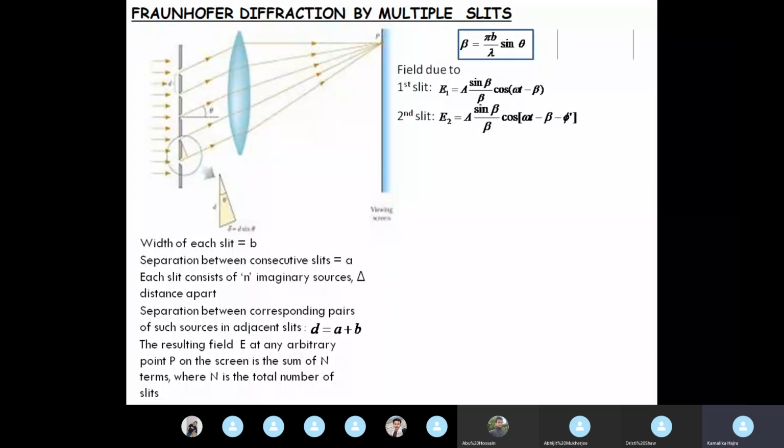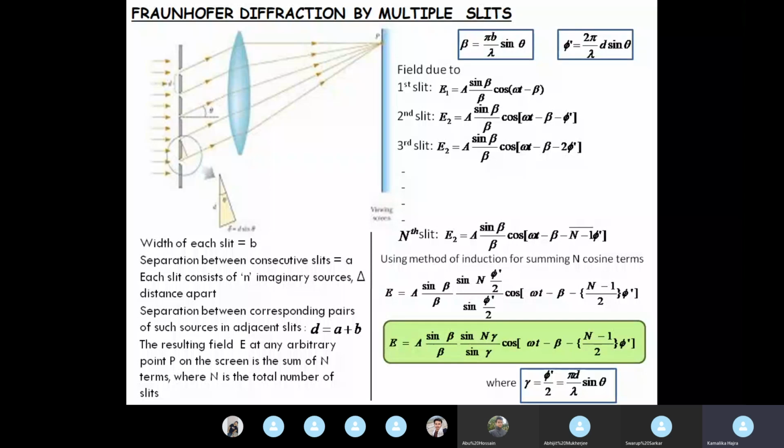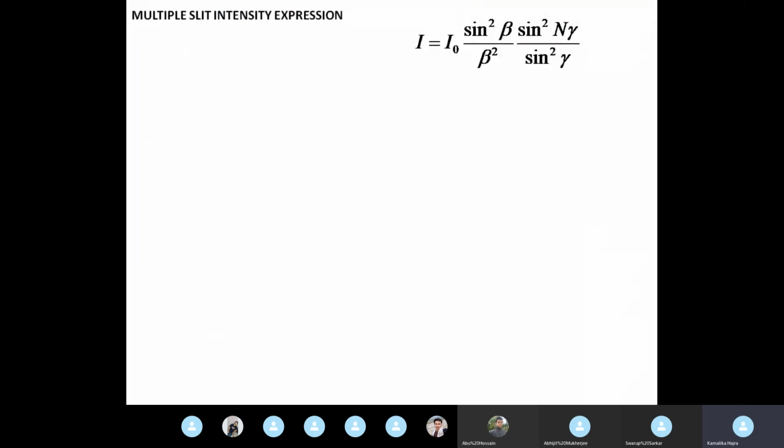Okay, as you can see, if this is the final value of the field, then the term in front is the amplitude and the square of this will be the intensity. So the intensity will be given by A² sin²β/β² sin²Nγ/sin²γ. So the multiple slit interference expression is I = I0 sin²β/β² sin²Nγ/sin²γ, where I0 is as usual A².